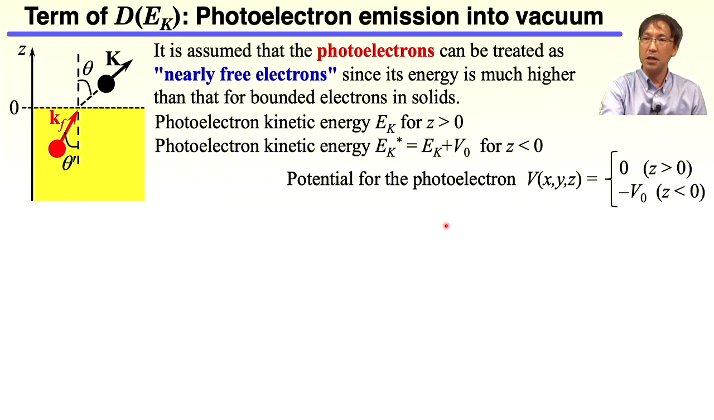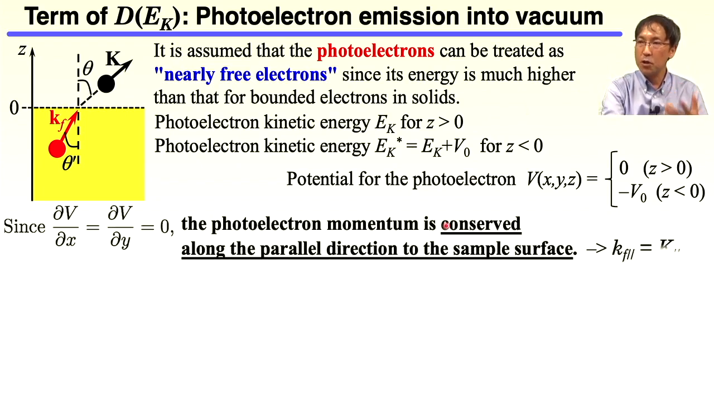One important thing is that the derivative of the potential with respect to x or y along the sample surface direction is 0. This means that the photoelectron does not feel a force in the x and y directions in the surface when the photoelectron is emitted into vacuum. Therefore, the photoelectron momentum parallel to the sample surface is conserved in the emission process. Namely, a small k_f parallel is equal to the large K parallel, which can be detected.